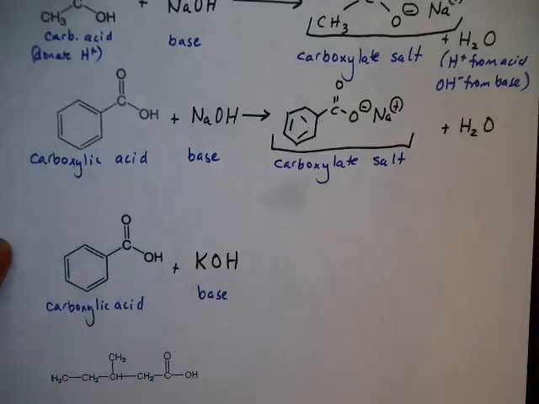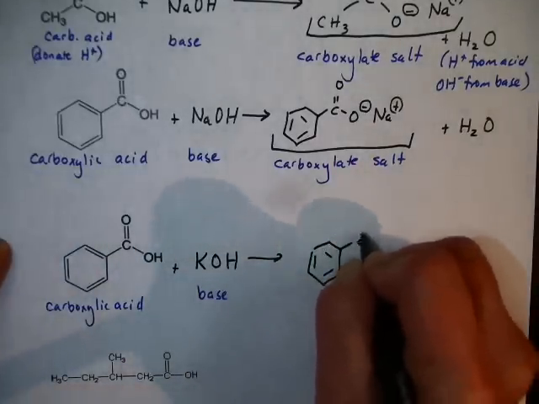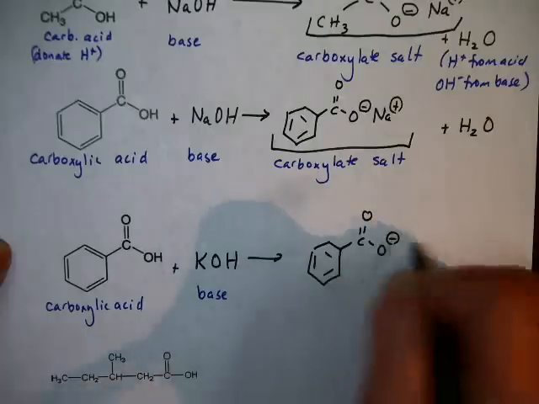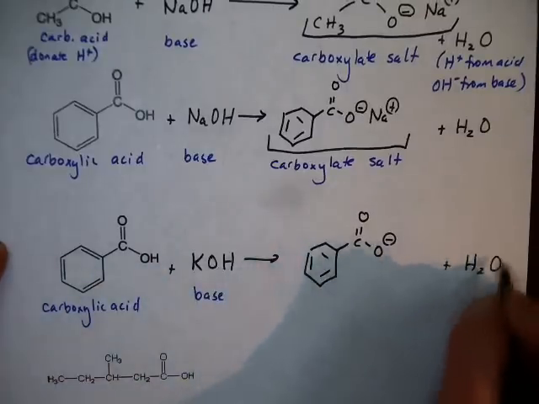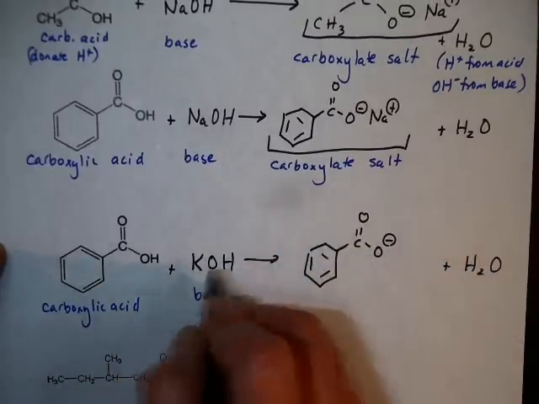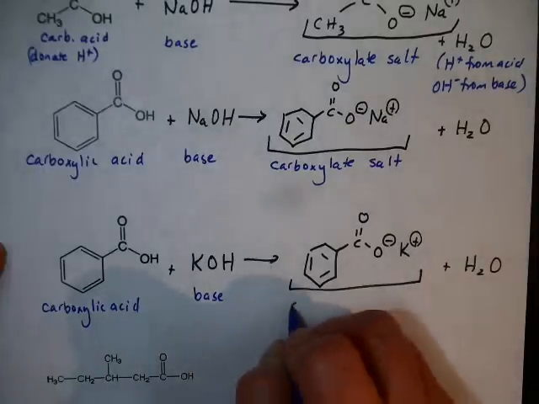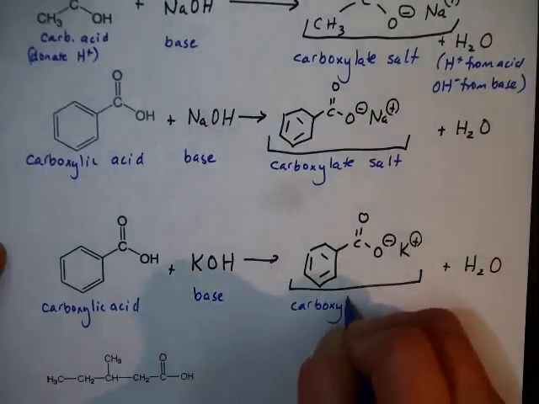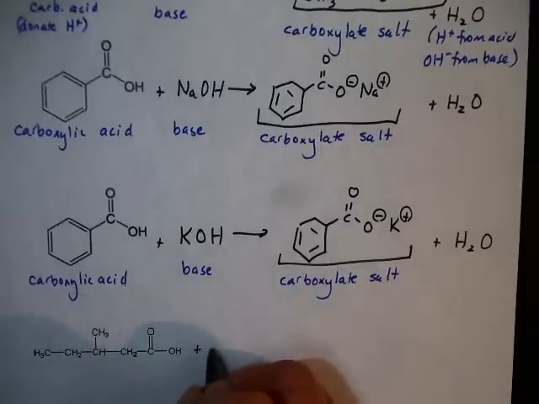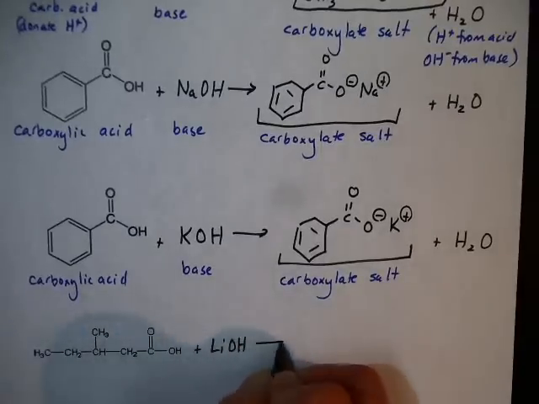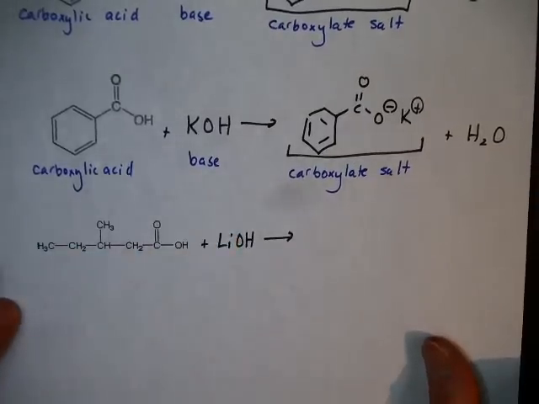It's a base. So when you combine it with an acid, the carboxylic acid donates its H+, leaving this anion. H+ and OH minus make water, and the potassium ion from the base becomes the cation of the salt. Once again, this is a carboxylate salt. We'll try one more. Let's say lithium hydroxide here. Pause your video and complete this reaction. Make sure that it makes sense.